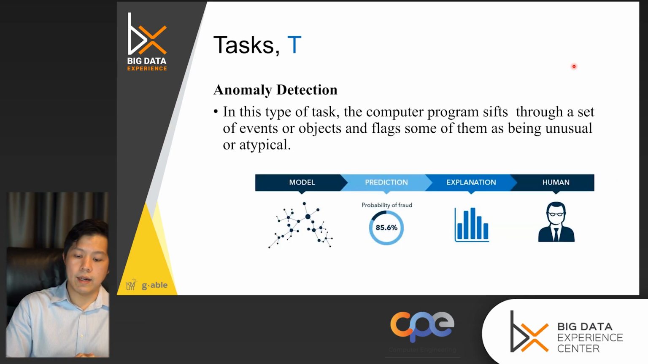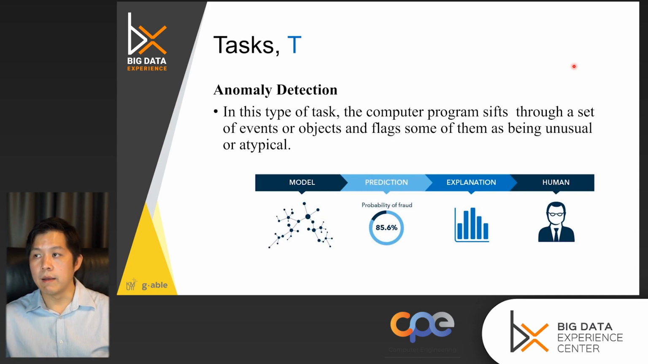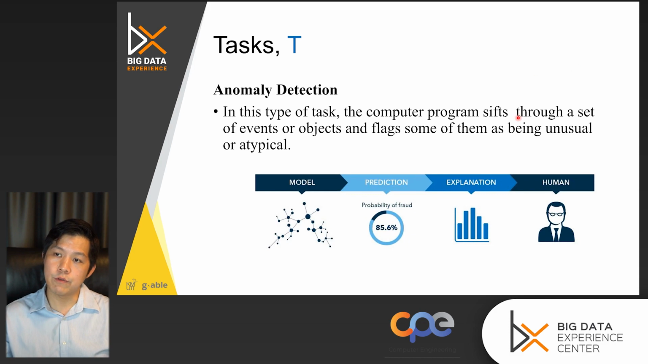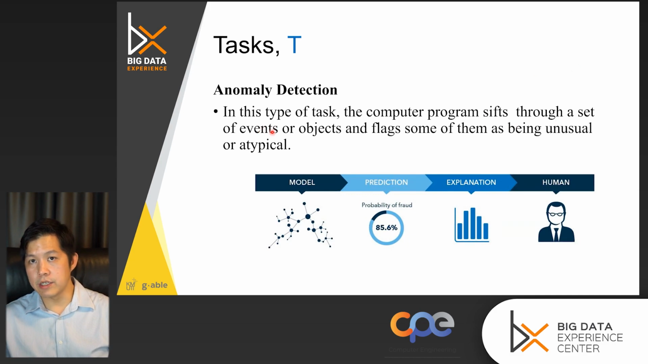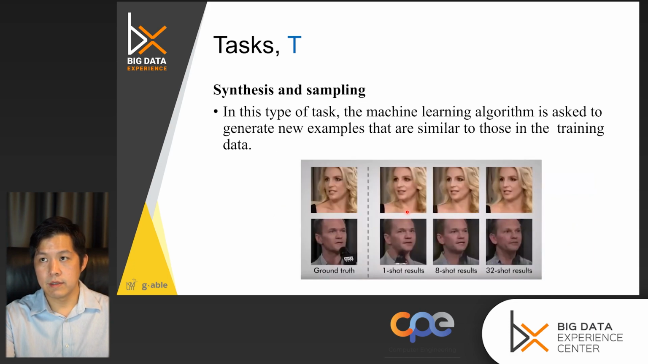Now let's look at a different variety of tasks. This is a task often found in business: anomaly detection. The task of anomaly detection is to sift through the events and alert when something unusual occurs. This type of model can be used to detect or predict something like fraud, and once detection occurs, a human can then inspect and determine what happened at that point.